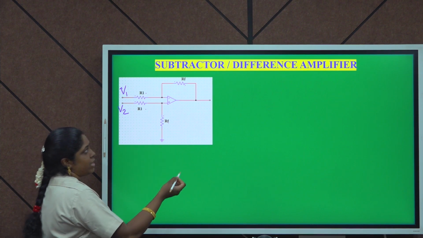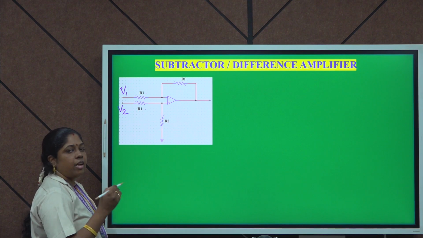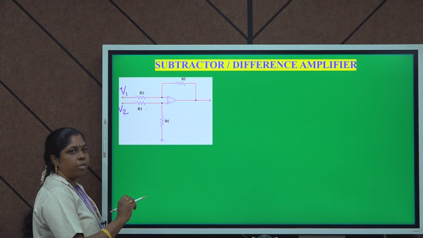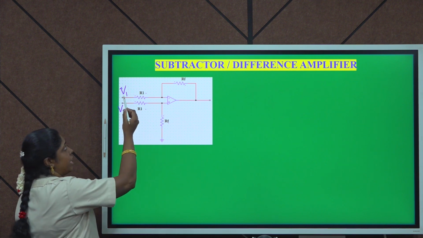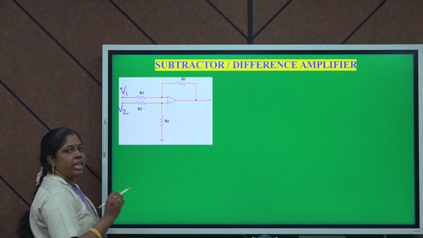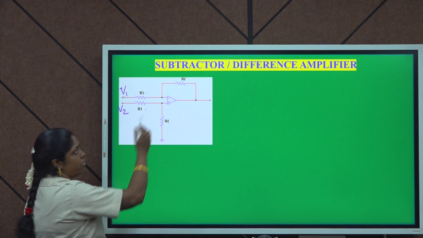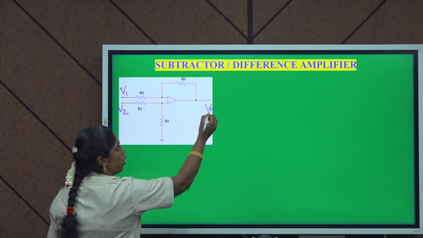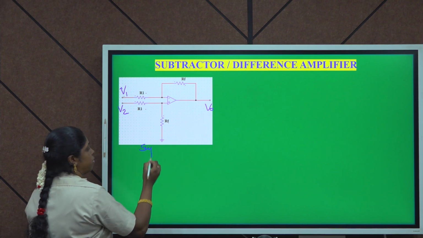Previously, for the inverting as well as non-inverting summer, the inputs were given only in the inverting terminal or in the non-inverting terminal. But for the subtractor, the input is given to both the inverting as well as non-inverting terminal. So we can find the output voltage of this circuit by considering the superposition theorem.